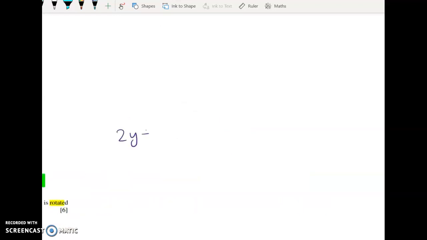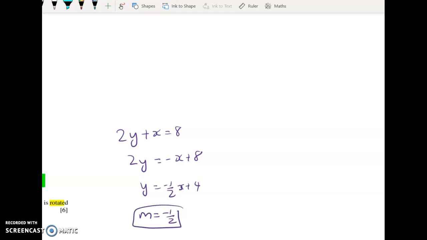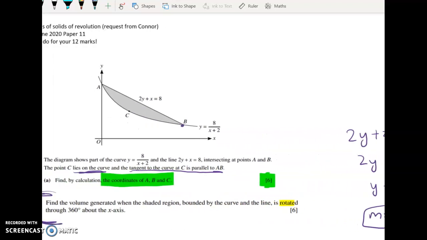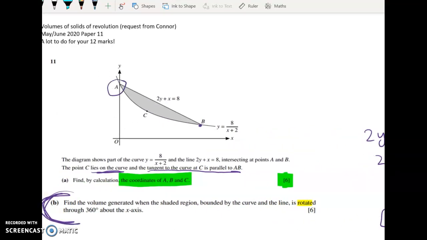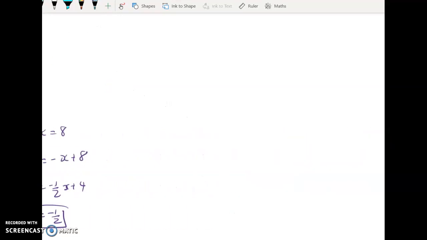So we've got 2y plus x equals 8. Rewriting that gives me 2y equals -x plus 8. Y is equal to -1/2 x plus 4. That tells me that m is equal to -1/2. So to find point A and point B, well, I can see from point A that the x coordinate is 0, and it's on both the line and the curve. So I can substitute 0 into either one. So to find point A, I used, so we've got y equals 8 over x plus 2. So y here will be equal to 8 over 0 plus 2, which is 4. So A is the point 0, 4.